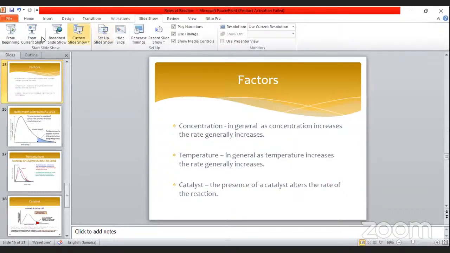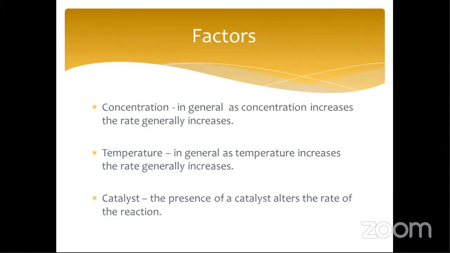All right, let's go back. All right, so the three factors that are of importance in your syllabus with respect to affecting the rate of a chemical reaction are concentration, temperature, and catalyst. Now, for concentration in general, as concentration increases, the rate generally increases.